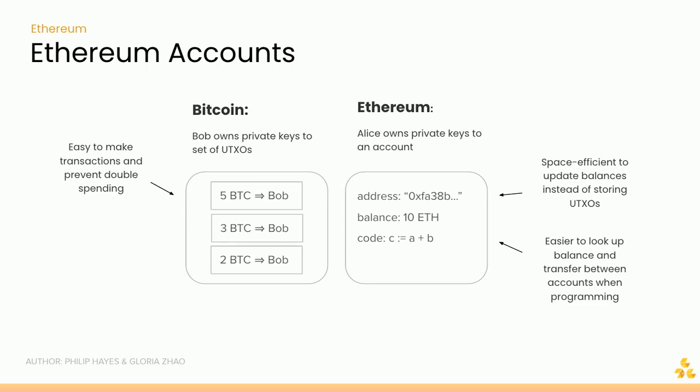It's also easier to look at balance and transfer between accounts when you're programming it. So you can see he owns a private keys to these set of UTXOs, so he's able to access these UTXOs because he has a private keys to them. Whereas here, this is 10 Bitcoin, and then the equivalent would be 10 Ethereum in an Ethereum account, it's just much easier to look at. You just see balance is 10 versus 5 plus 3 plus 2.